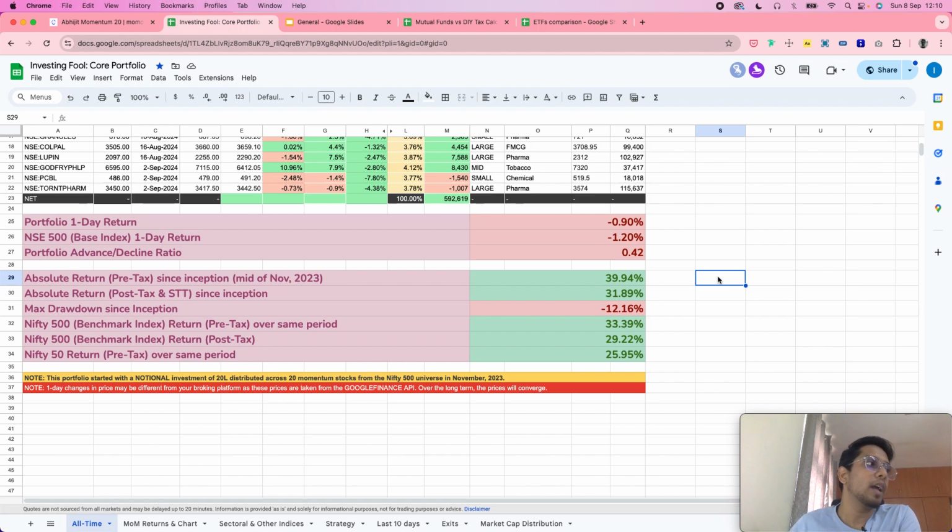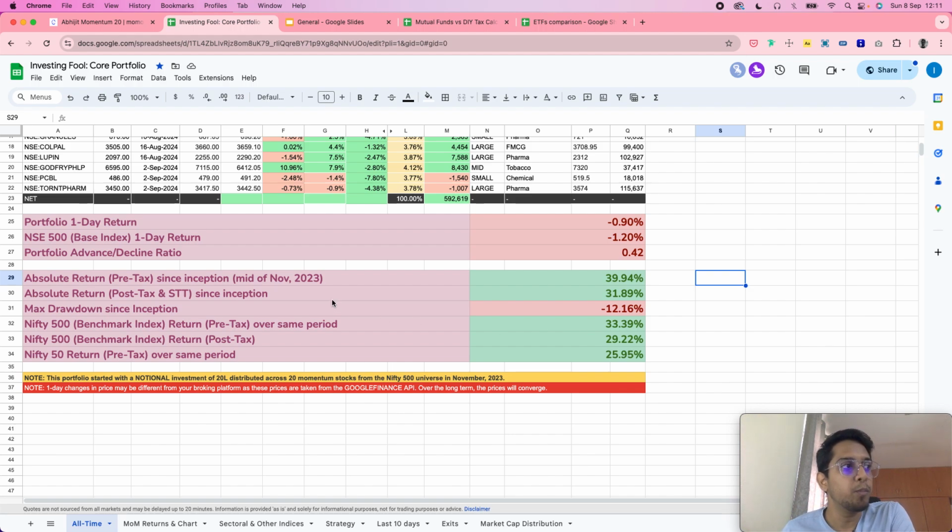And we have just been redeploying that same capital and growing this portfolio, right? But if we look at the pre-tax returns and compare that with the pre-tax returns of our benchmark index, which is the Nifty 500, then we are at 40% versus 33.4%. So there is a 6.6% alpha that we are having over our benchmark index.